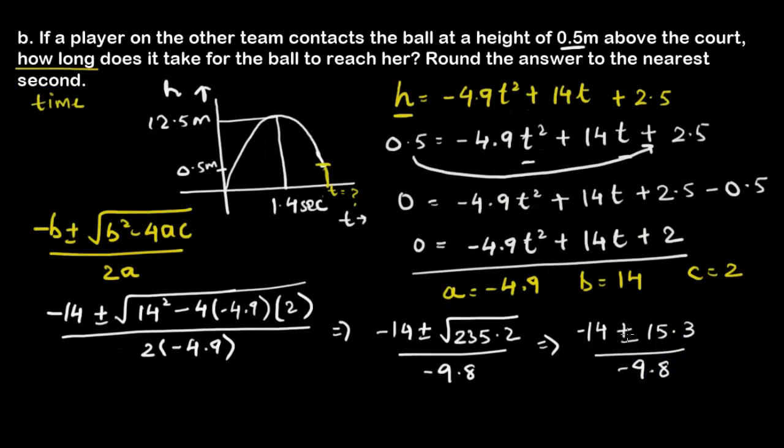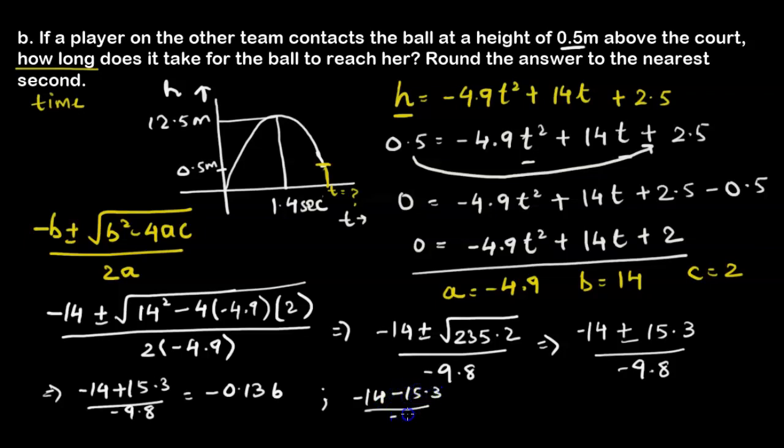Since we have to solve for two values, because one is with the plus operation and the other with the minus operation, we would get negative 14 plus 15.3, the whole thing divided by negative 9.8, which is equal to negative 0.136. And when we use negative 14 minus 15.3 divided by negative 9.8, we would get 2.989. Now we've got two values for time. Because this is an application problem, we always have to remember that time cannot be negative. Therefore, this answer is discarded.